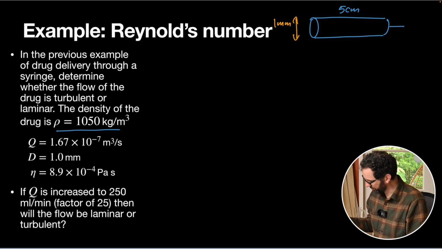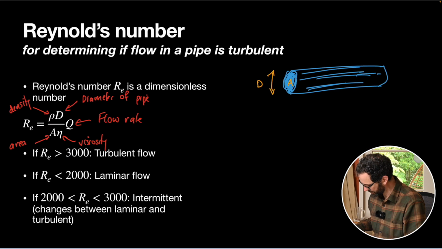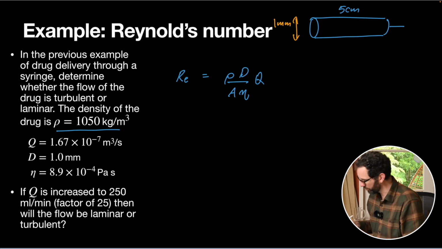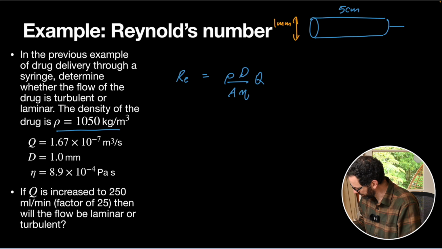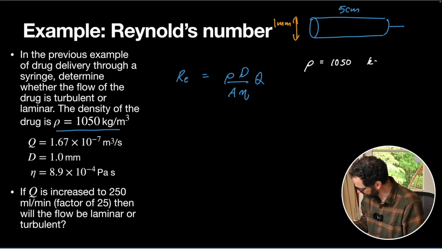So it's just literally a matter of taking the equation and plugging all of the pieces in. So our equation says that the Reynolds number is equal to rho d over A eta, all times Q. Before we put everything in, let's write down what everything is and make sure we've got everything in the right units. Our density is given to us as 1050 kilograms per cubic meter, which is in the right units, so that's good.